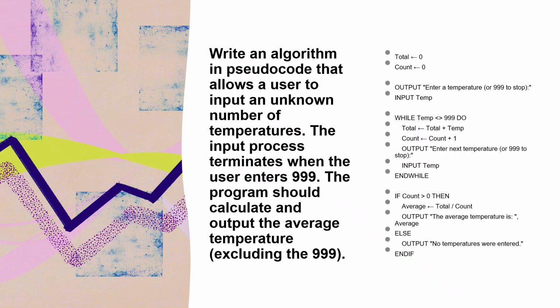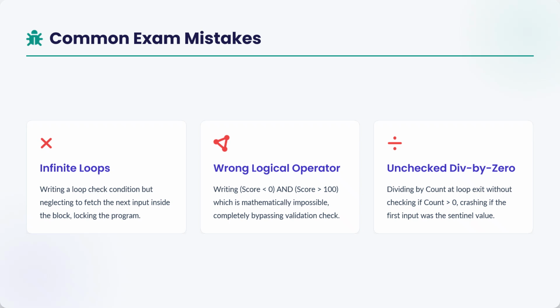Here are the common problems that students make while writing while loops. Firstly, writing a loop check condition but neglecting to fetch the next input inside the block, thereby locking the program, which I already told you is an example of an infinite loop. Secondly, writing score less than 0 and score greater than 100, which is mathematically impossible, completely bypassing the validation check. This means you will have to use the right logical operator in between.